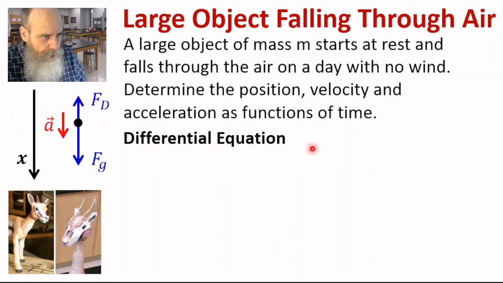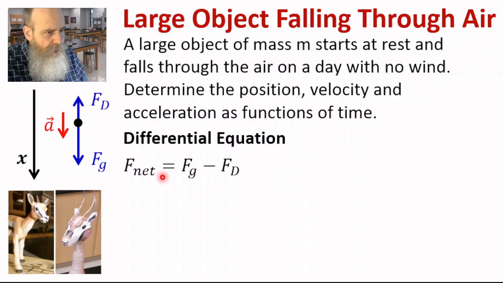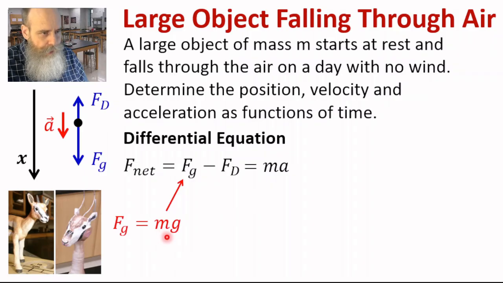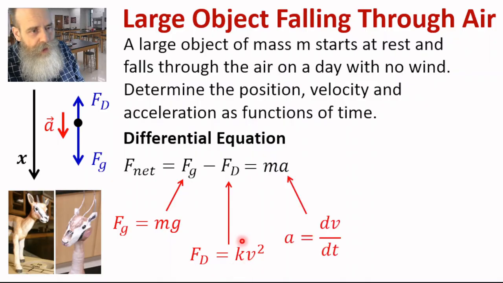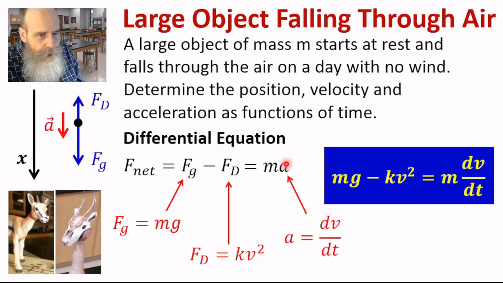Let's find the differential equation. So first of all, the net force from this free body diagram, Fg minus Fd, equals ma. Fg is just mg, Fd is kv squared. This is inertial drag, so it is proportional to v squared. And a is dv by dt. Let's put these 3 things into our equation from Newton's second law, and this is what we get. This is our differential equation. mg minus kv squared equals m dv by dt.